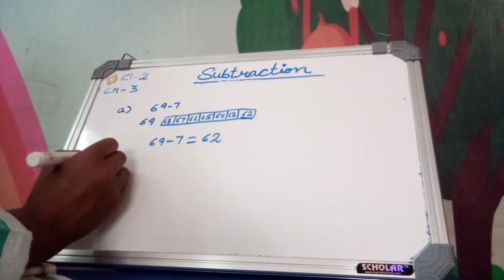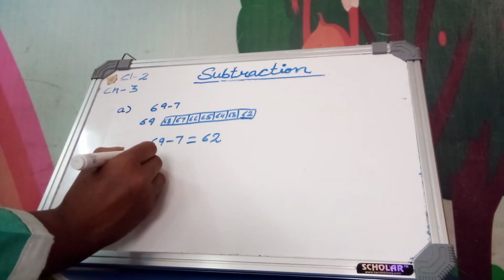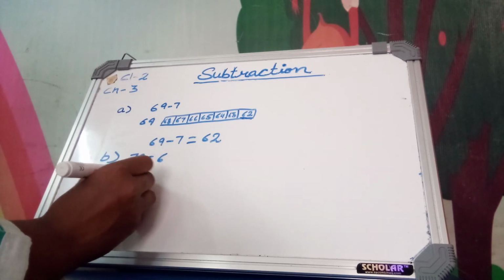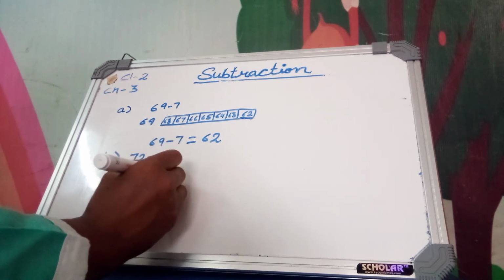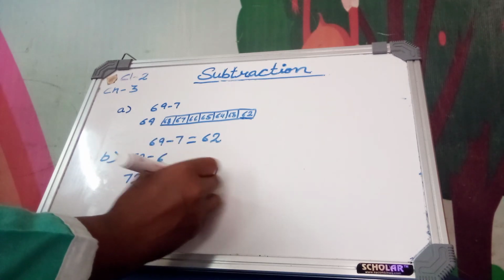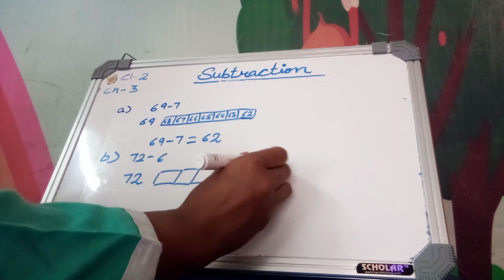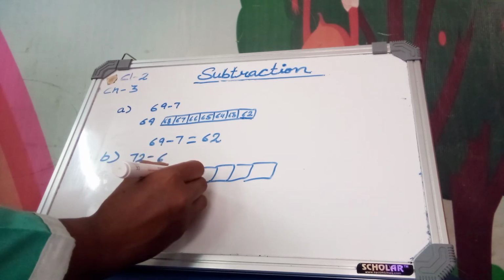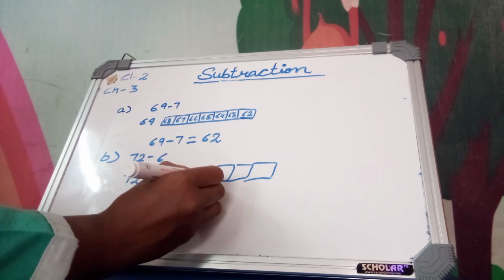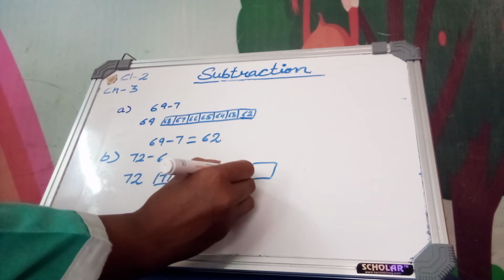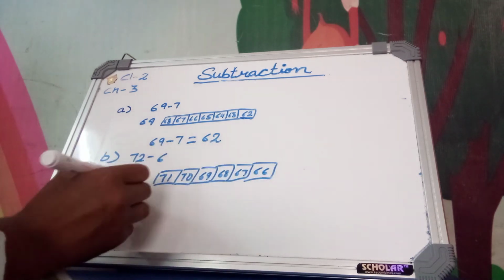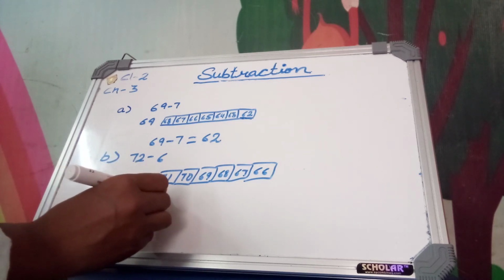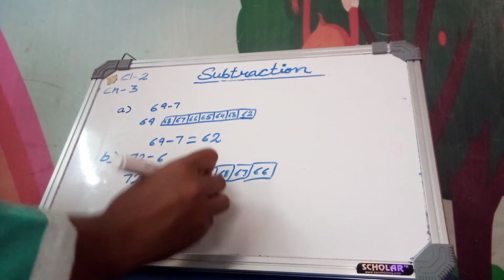Okay, now see question number B. 72. From 72 take away 6. We have to write 72 here. We will draw 6 boxes here. 1 2 3 4 5 6. Okay, 72, 71, 70, 69, 68, 67, 66. From 72 take away 6, the answer will be 66.